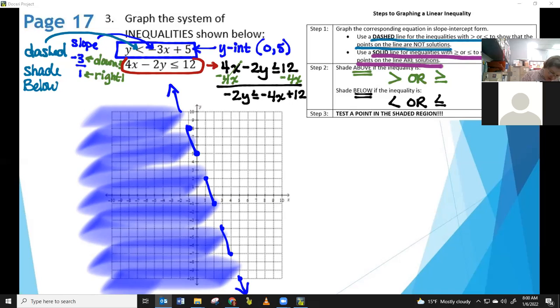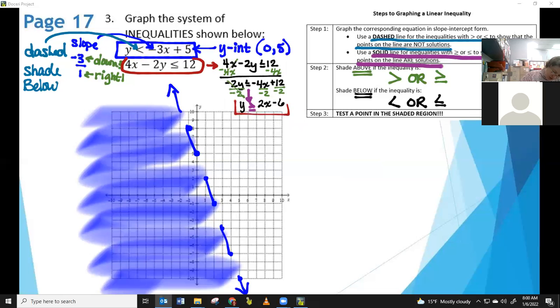Is there anything that I have to watch out for when I do division here? Switch the signs. What do you mean by switch the signs? Turn it around. Yeah. This inequality right here has to flip the other way because we divided by a negative. Now I'm in slope-intercept form, so now I can go in and graph it.